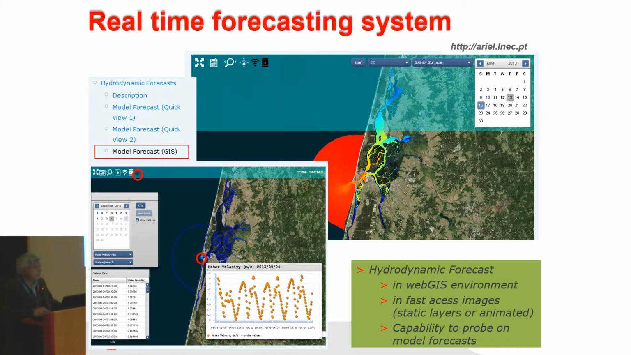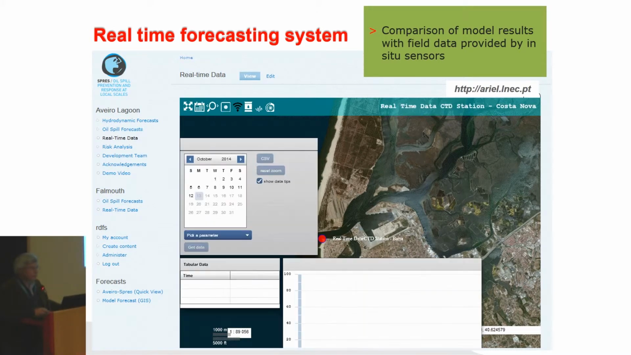So at the beginning, we have hydrodynamic simulation, so we have a 3D baroclinic model running every day that provides fields of salinities, temperatures, velocities, and sea surface elevations. Here you see an example of our products, which is a map of salinities at the surface. This system has some particular capabilities, like for instance, we are able to probe the model results. That's what you see here. So the user picks a point and he can extract a time series of elevations, salinities, or whatever he wants.